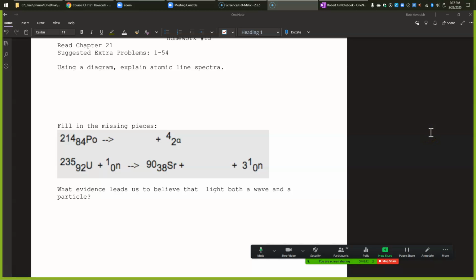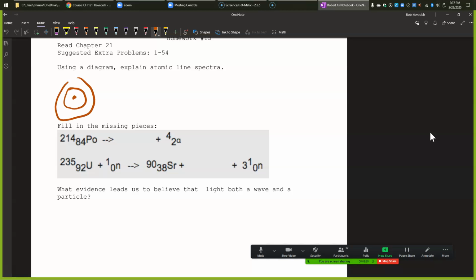All right, using a diagram, explain how atomic line spectra work. You could use lots of different diagrams, but I'm going to do this. It's a firework.